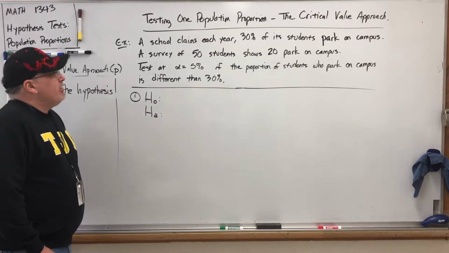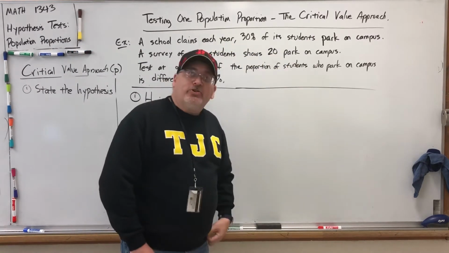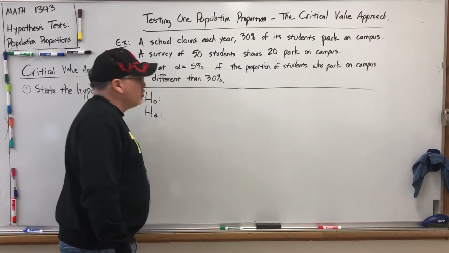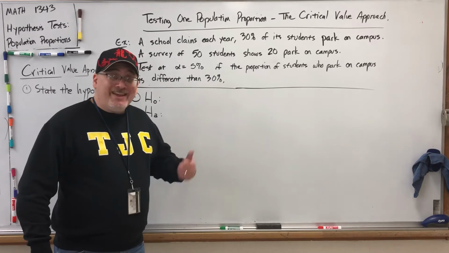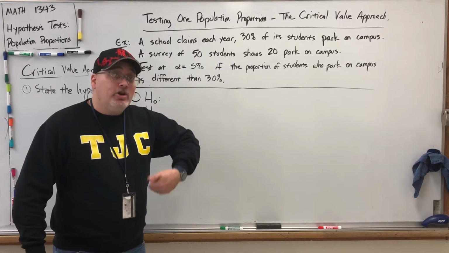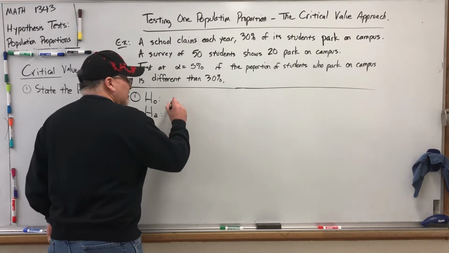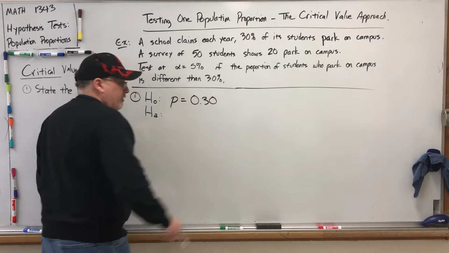So what are we claiming? We're claiming that 30% of a population has a characteristic. In this case, the population of all students at this school. Well, percent is a proportion. So we are making a claim about population proportion whose variable is p. Our claim is that p is equal to 30%, or as a decimal, 0.30.